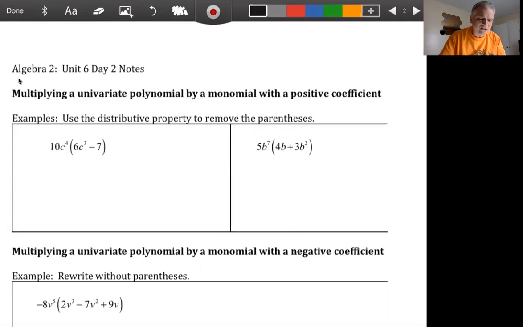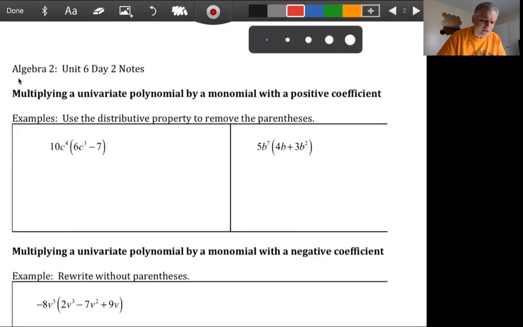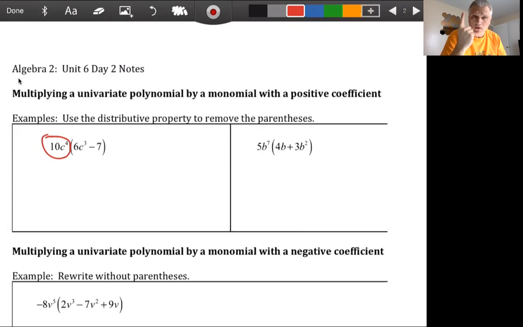Okay, so what they're asking us to do is multiply this monomial, meaning one term, by this binomial. Binomial means two terms. Now, any algebraic expression, such as 6c cubed minus 7, for example, that is a polynomial. Polynomial just means multiple terms. So it could be a monomial, it could be a binomial, a trinomial. It can have 100 terms if it wants to.